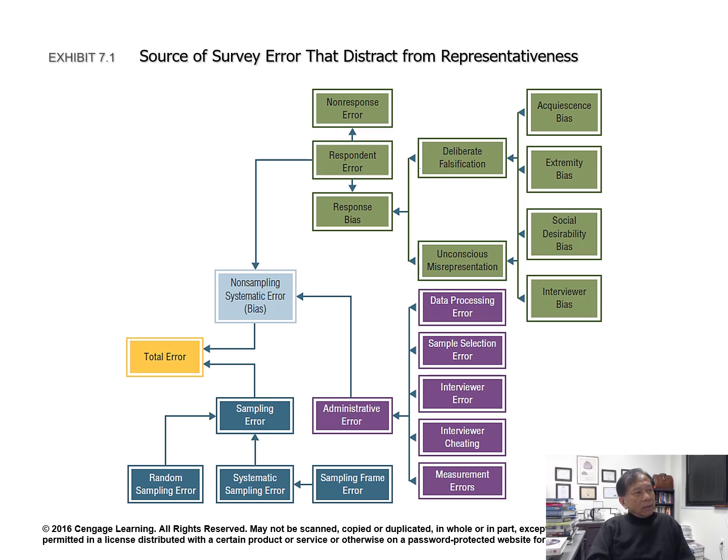Let's look at the non-sampling systematic errors. They have nothing to do with sampling. And what kind of errors or biases? First, there could be non-response error. What's non-response error? You survey your population, and the people who did not answer your questionnaire are non-respondents.